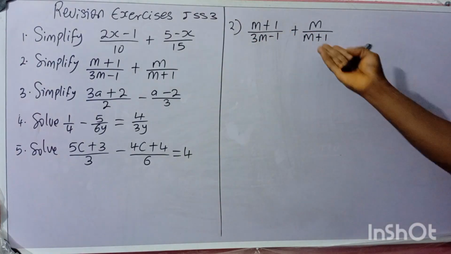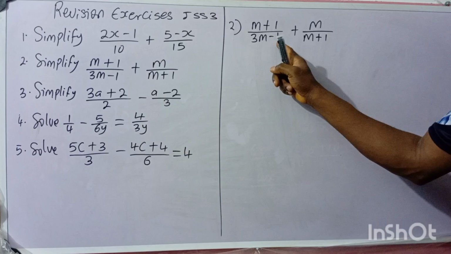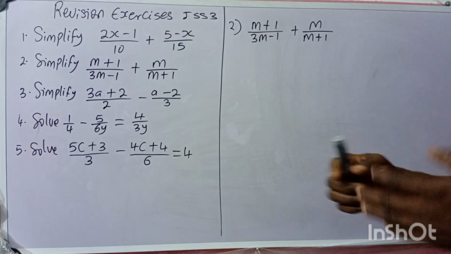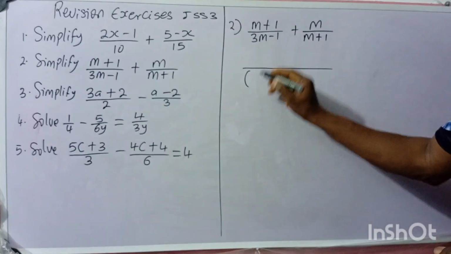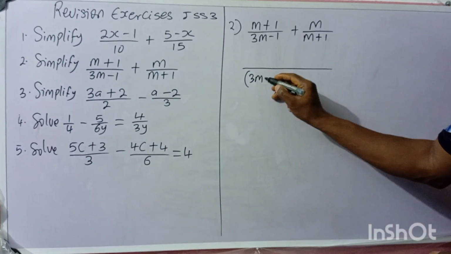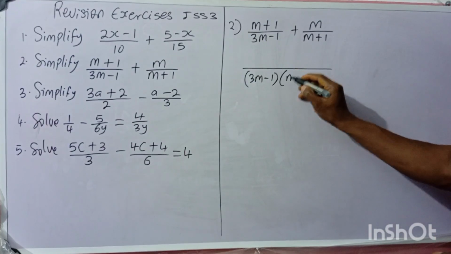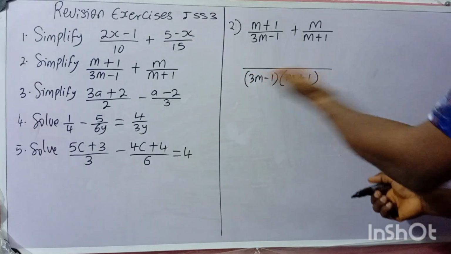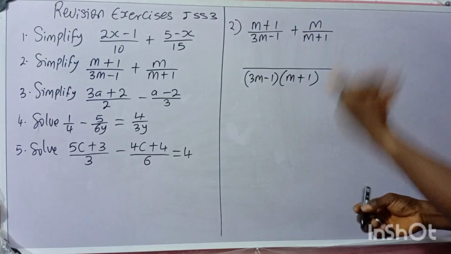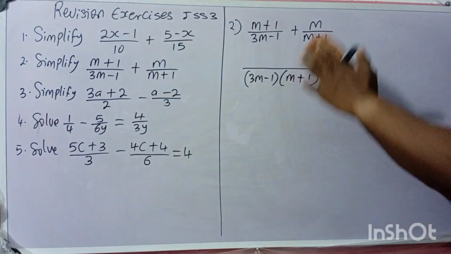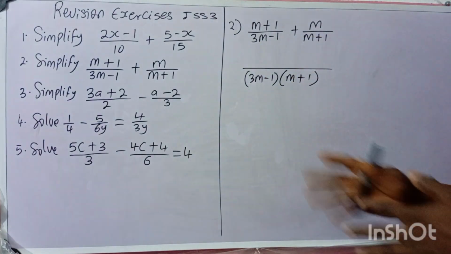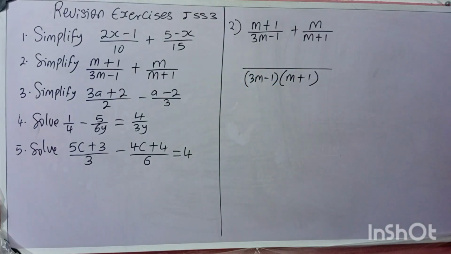So to find the LCM of 3m minus 1 and m plus 1, what you do is group both of them in brackets. That is, (3m minus 1)(m plus 1). So this is the LCM of these two things. Whenever you have this kind of challenge, all you need to do is group each of those expressions, bringing them together as a product that represents the lowest common multiple, which we call the LCM.